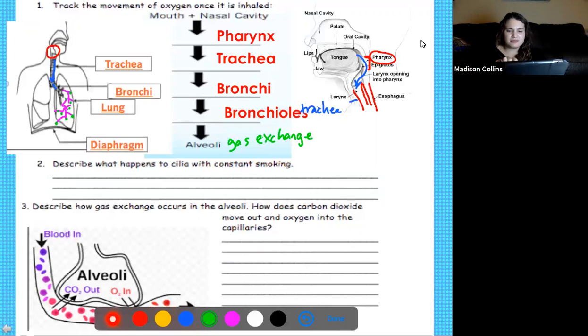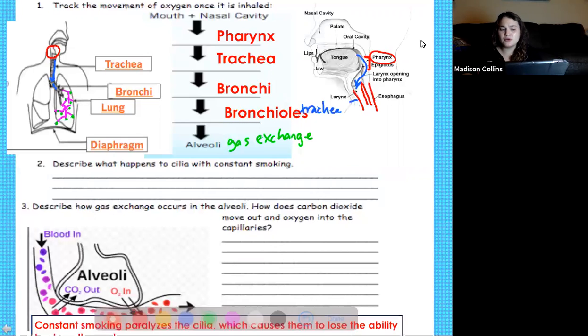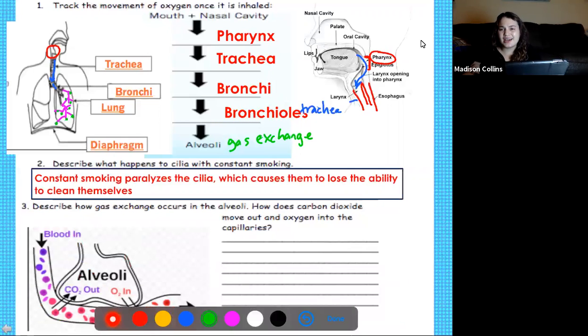Okay, but what happens to cilia with constant smoking? So in that passage, you read that cilia are these hair-like extensions that line the surface of the bronchioles and line the surface of the lungs in order to keep those surfaces clean and free of debris. But once you start smoking, those cilia actually become paralyzed, which means that they can't move. And if they can't move, they aren't able to sweep the dirt and the debris and the mucus out of the lungs, which means they aren't cleaning themselves, and that debris is going to stay inside of your lungs.